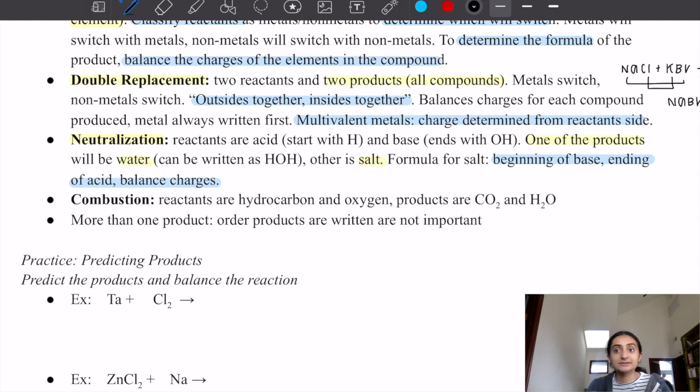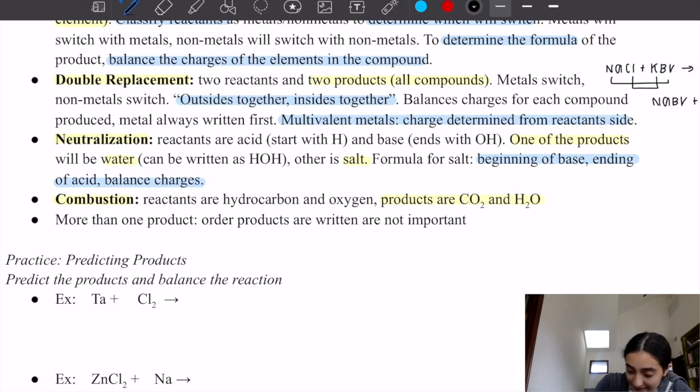Obviously, you're going to have to balance the charges and the coefficients, but that is the basis of it. And finally, we have a combustion reaction. The reactants are hydrocarbon and oxygen, and the products are CO2 and H2O. The products will never change. Just make sure that you balance oxygens last.